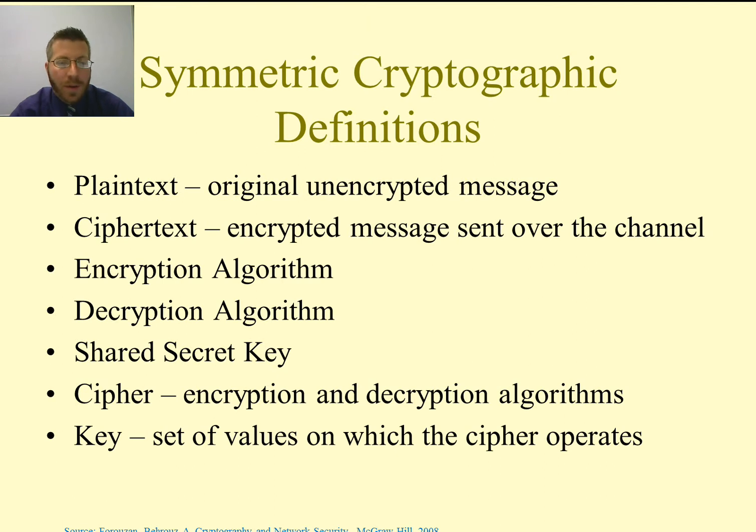The algorithm that we use to encrypt it is called an encryption algorithm. The algorithm that we use to decrypt it is called a decryption algorithm. We have a shared secret key that goes into both the encryption and the decryption algorithm. It's used for both encrypting and decrypting. A cipher is the encryption and decryption algorithms themselves. Those are called ciphers. And a key is the set of values on which the cipher operates. We're going to see some cipher algorithms here in just a few minutes, and we're going to see the different keys that go into them.